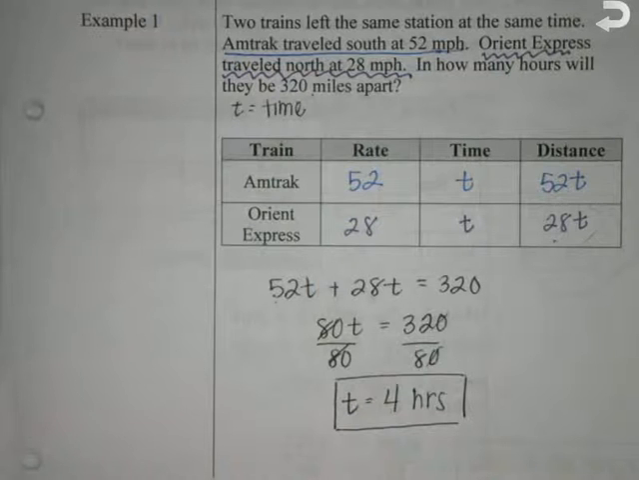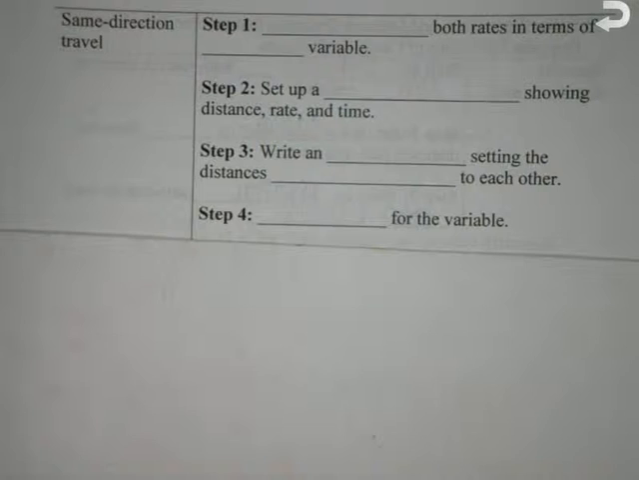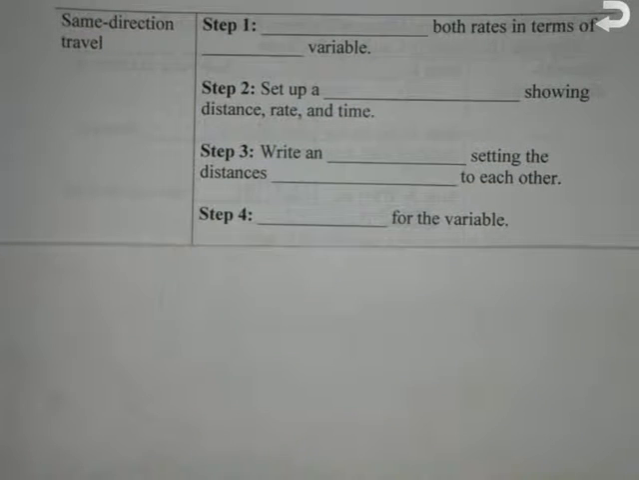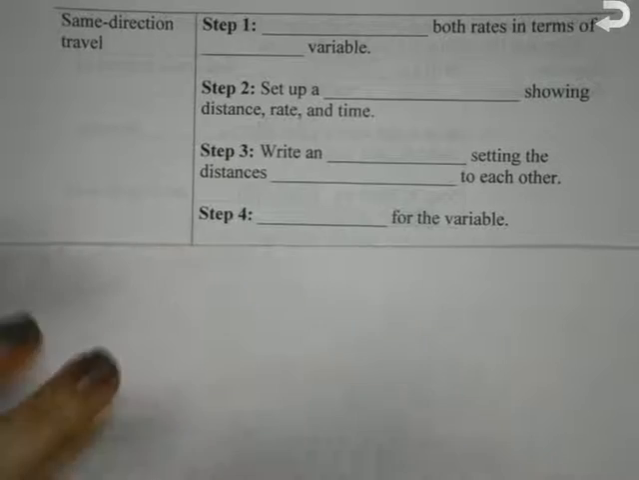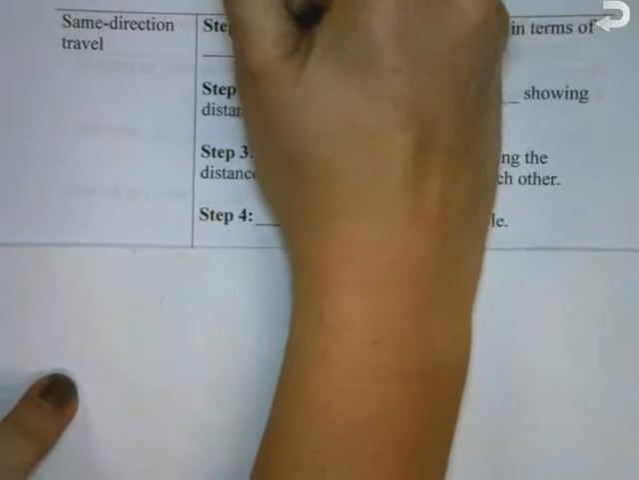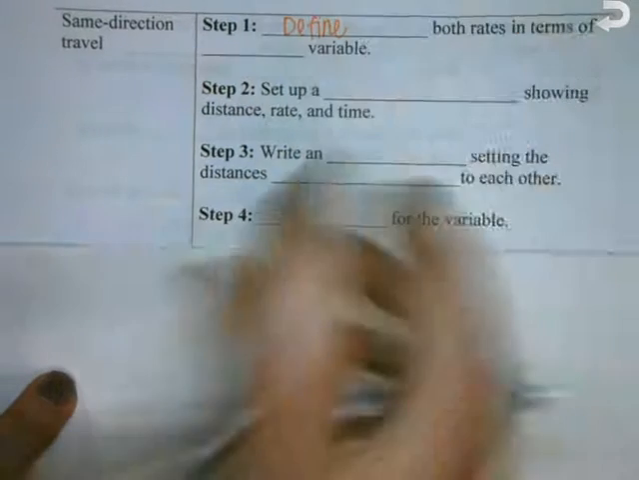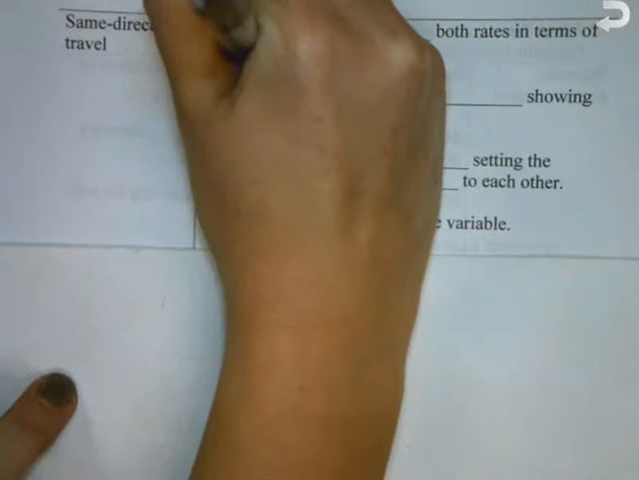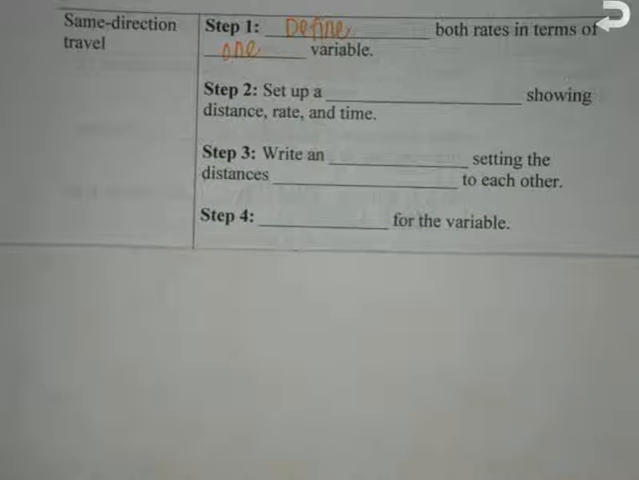Make sense? Yes, ma'am. What happens if we are traveling in the same direction? So now I have two people going the same direction, catching up to each other, like Alyssa and Keely leaving school. Step 1, you are going to define both rates in terms of one variable, and this time the time is not going to be exactly the same. So we are going to have to define the second unknown in terms of the other variable. You will be solving for something twice.